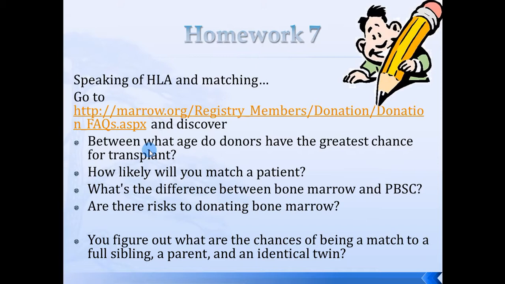So the first question is, between what ages do donors have the greatest chance for a transplant? Not the recipient, the donor. So we usually think about the recipient being too old maybe to get a transplant, but what about the person donating the organ? Next, how likely will you match a patient? And if you go to this website, this is actually a fact sheet. This answers directly in that website.